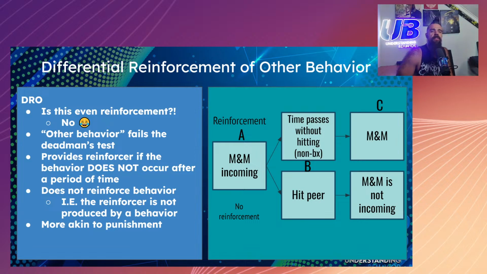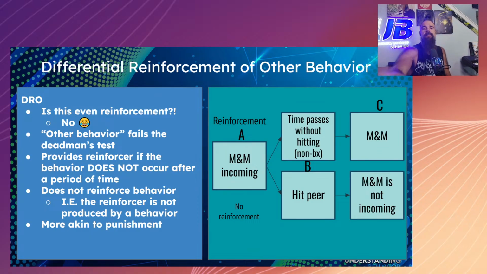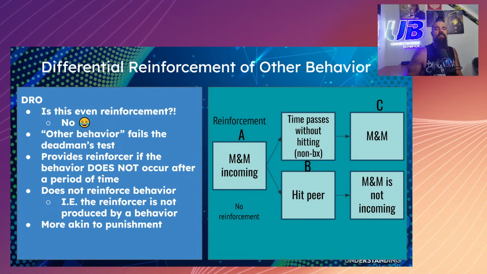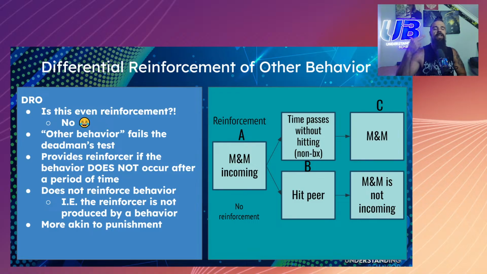Now, this procedure is actually more akin to punishment. So what happens is that when we have a contingency that fails the dead man's test, what we need to do is flip the dead man over. So instead of analyzing not hitting, which is not a behavior, we need to analyze what happens if they actually hit you.